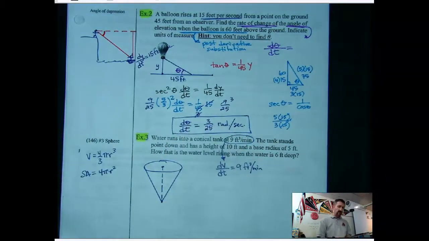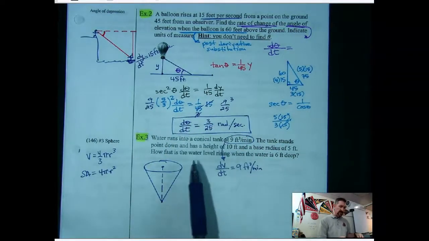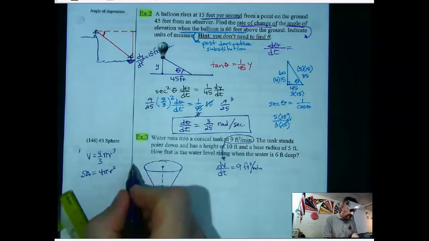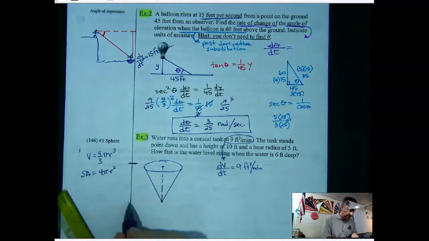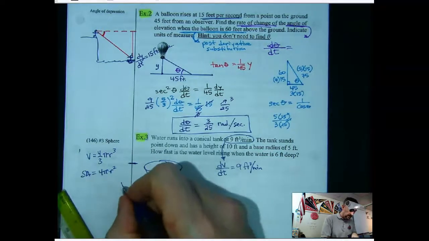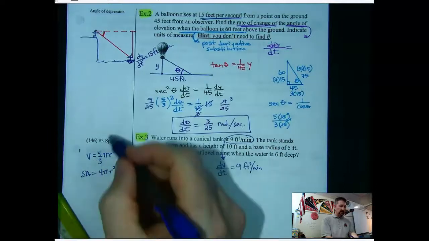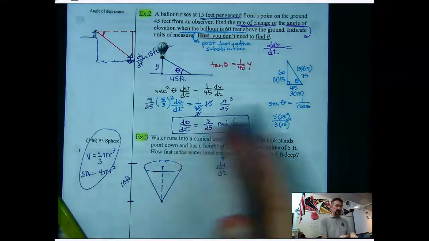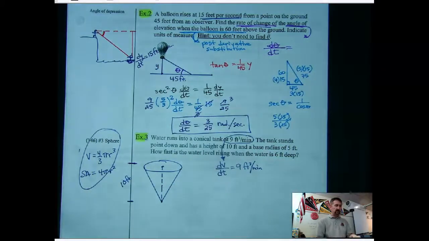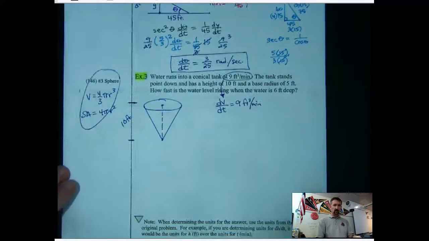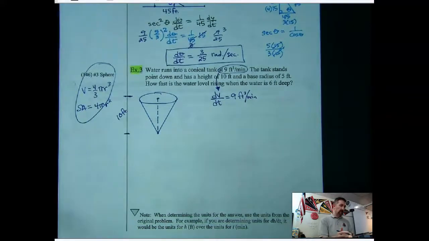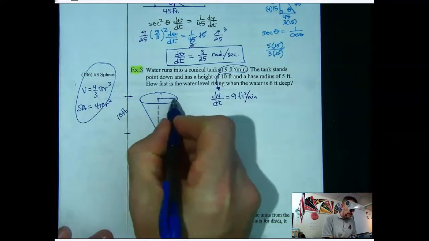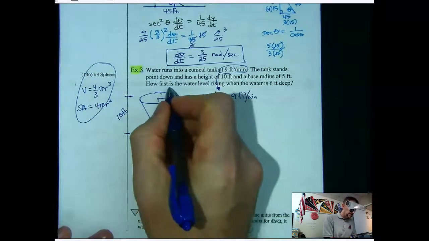Cone pointing down. The height of the cone is 10 feet. So here to here, that's 10 feet. This comment was just to help you on your assignment. It doesn't have anything to do with this problem. They're just both volume problems. That's the only way they're related. And the radius is 5 feet.